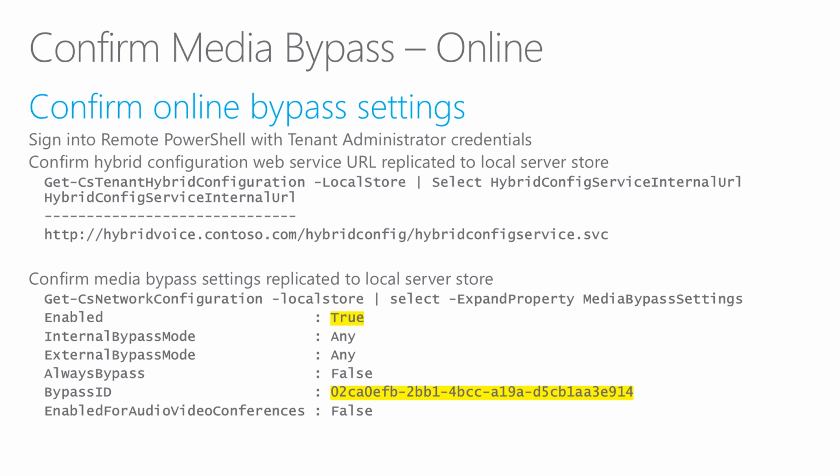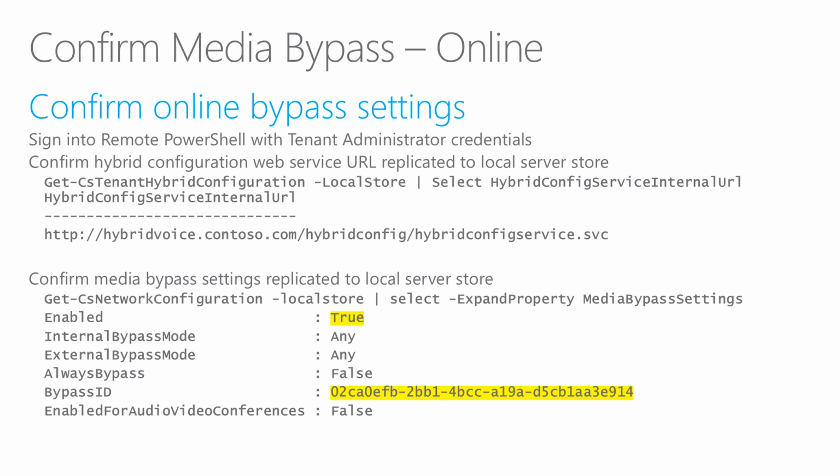Then you want to confirm the media bypass settings have been replicated to the local store. In this case, we'll use Get-CsNetworkConfiguration -LocalStore, pipe that out to Select -ExpandProperty MediaBypassSettings, so we get a full listing of the media bypass settings configured.